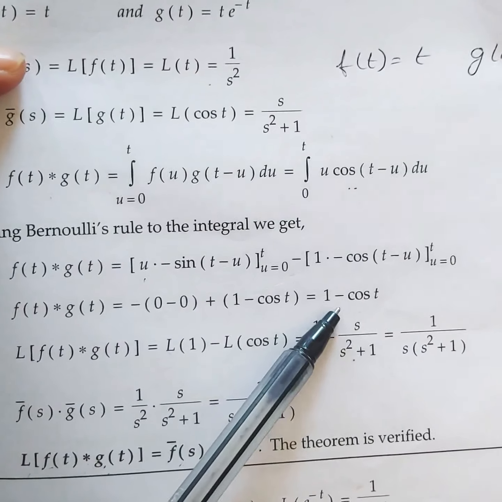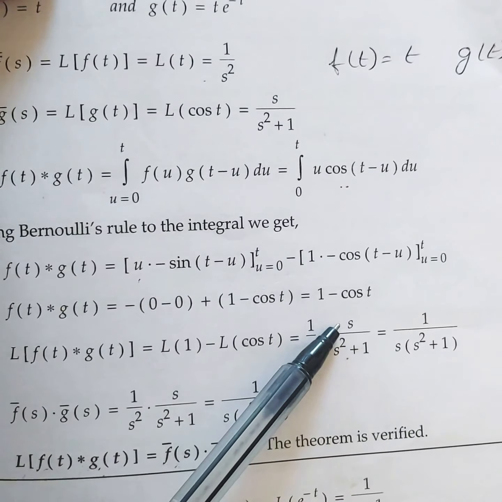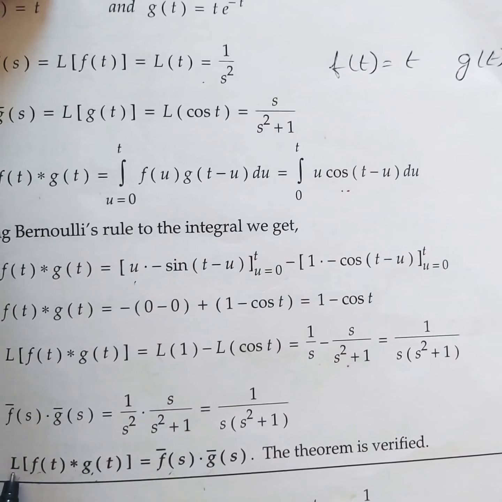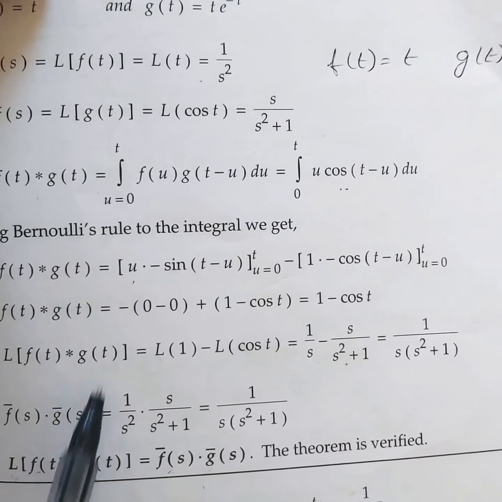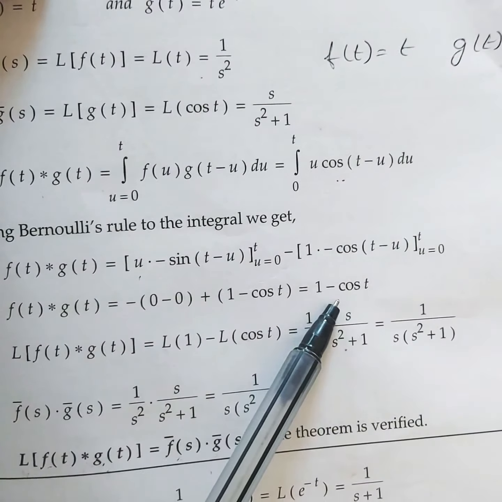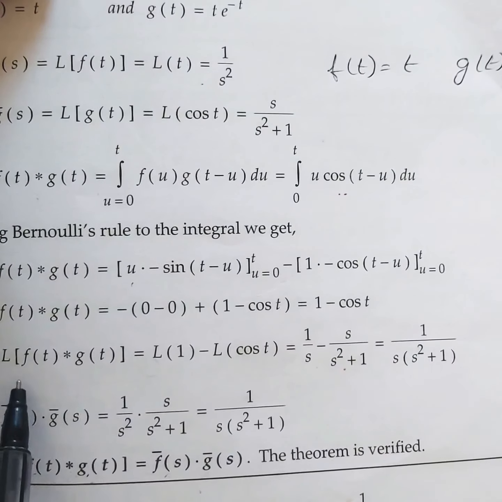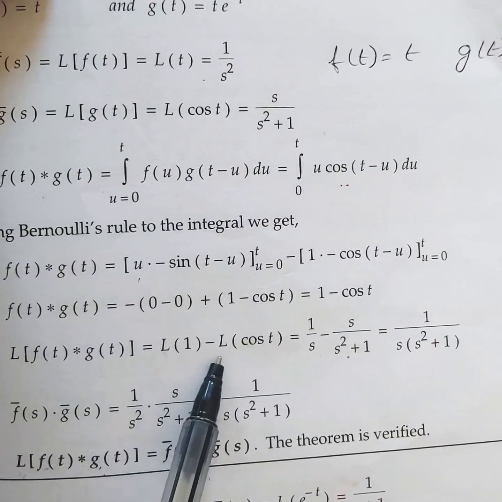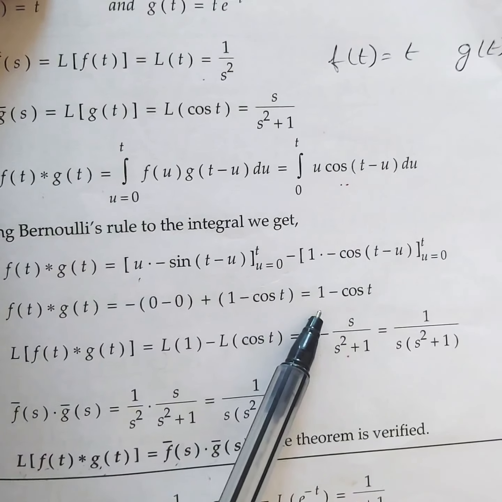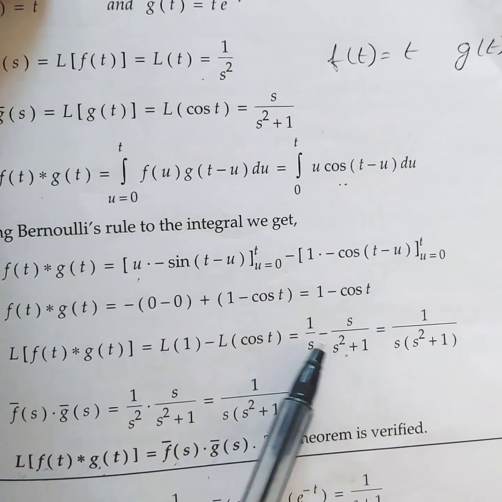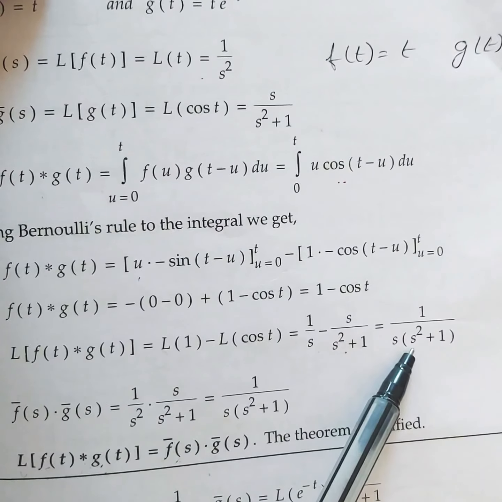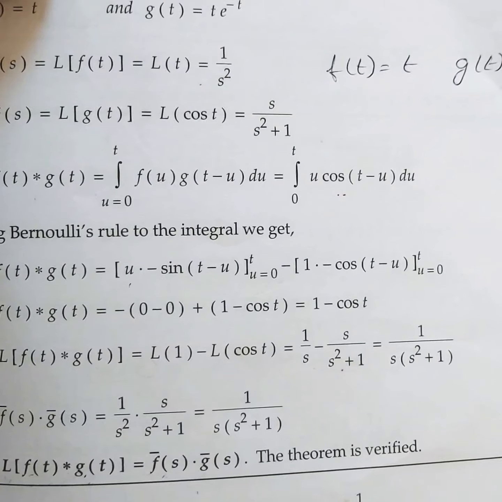Now you are going to find Laplace of 1 minus cos t, correct? Because the theorem's left hand side is Laplace of f of t star g of t. So what you have got is f of t star g of t, and you are finding Laplace of that. That is nothing but Laplace of 1 minus Laplace of cos t. So Laplace of 1 is 1 by s, minus Laplace of cos t, which is s by s square plus 1, and you are getting the same answer. Hence the theorem is verified.